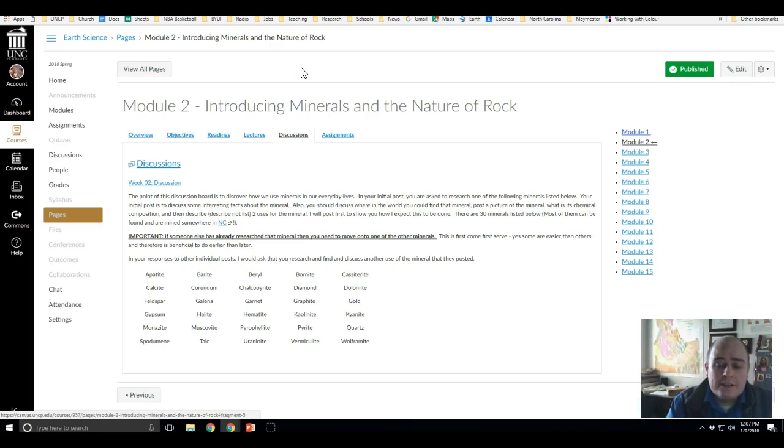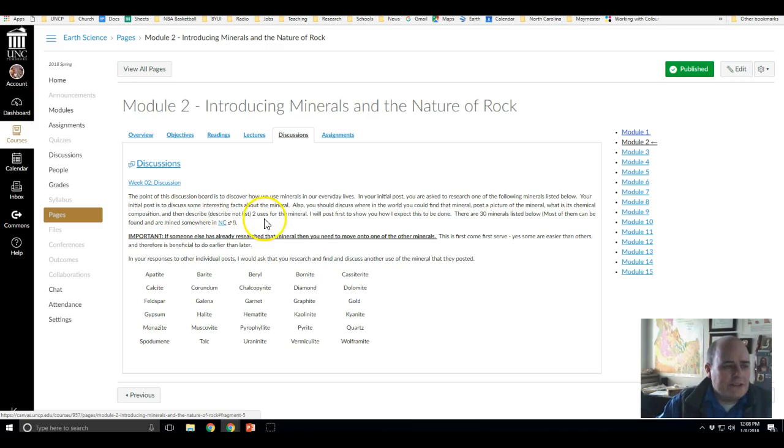Okay, a lot of these minerals come from North Carolina, and I did that on purpose because I want you guys to see that a lot of these minerals and the uses we have for these minerals come from our state. So what you're going to do is discuss some interesting facts about your mineral. After that, you'll discuss where in the world you find it. If you find it here in North Carolina, then that's awesome. I want you to post a picture of the mineral so people know what it looks like, and then post the chemical composition, because that lots of times helps us understand what the uses are for that mineral.